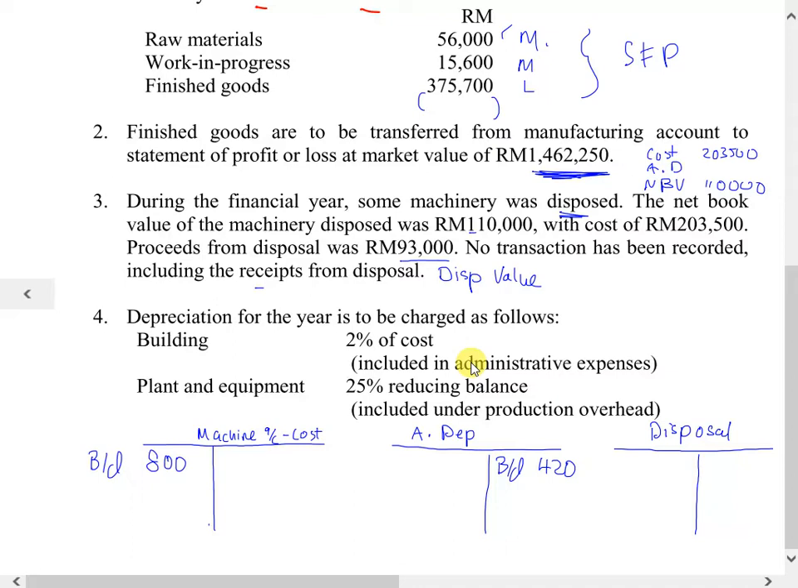Step 1, what's the cost? 203. 203.5. Okay. Step 2. What is our accumulated? Assuming we do not want to find through this way. Assuming this one relevant for next tutorial. Let's say accumulated, we can find it from here, and we just transfer from accumulated to disposal, right? Do I have number 3?